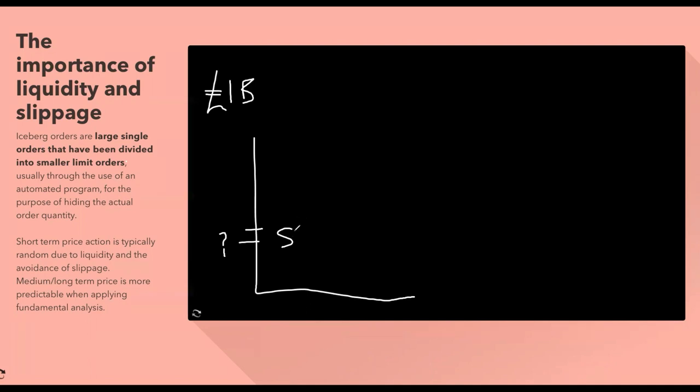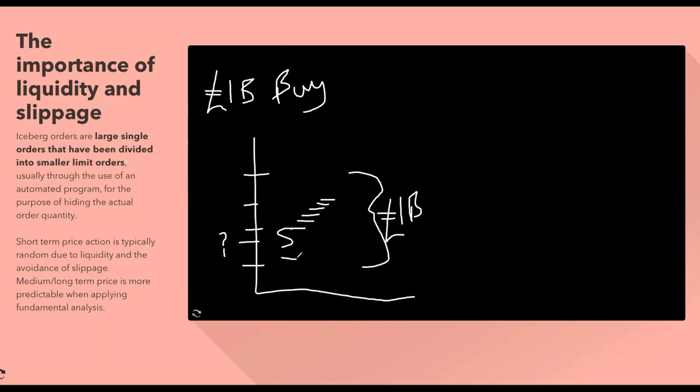Slippage is when you have multiple prices. If all of this represents, for example, $1 billion worth of sell orders, a price range from here to here, and these guys want to buy, remember, so you need an opposite seller. That is what's known as slippage, because some will get filled here, some here, some here, some here.